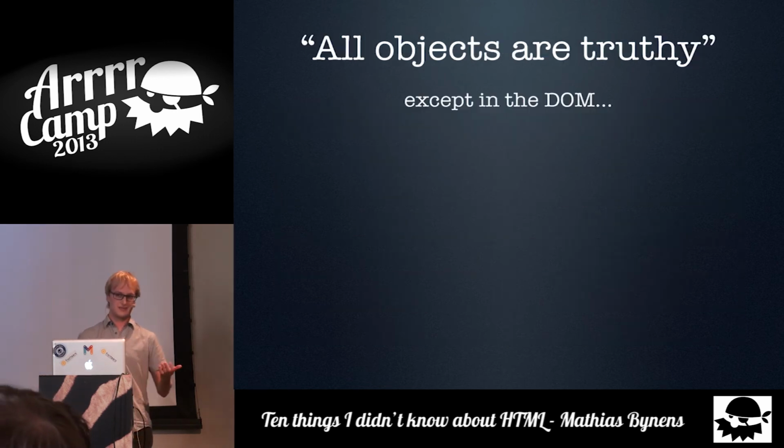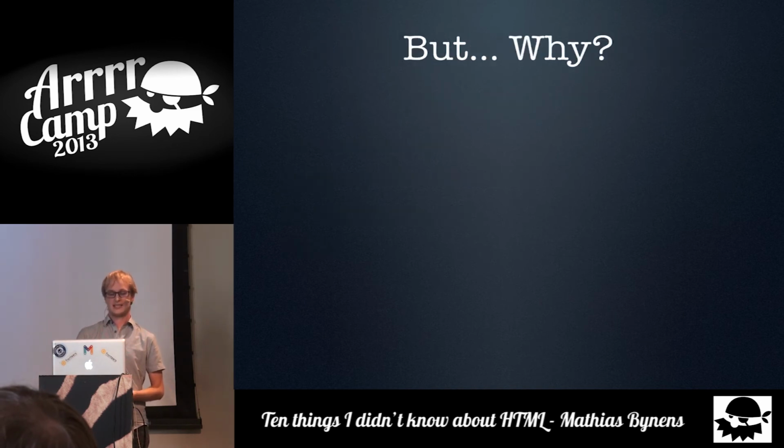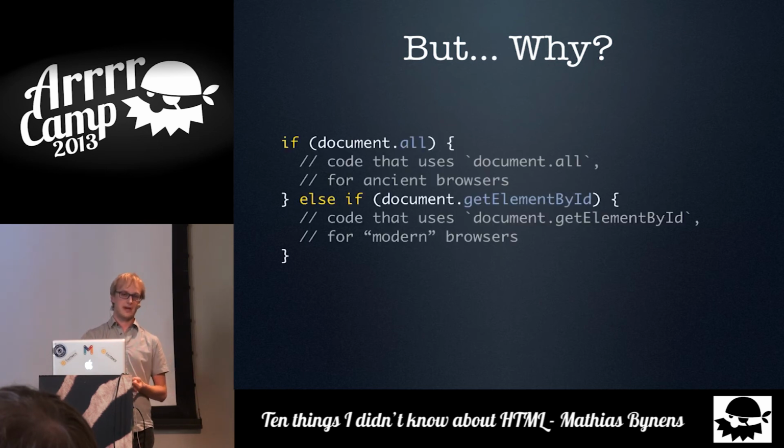Now, of course, as it goes with the web, there is one exception to this rule, and it's in the DOM in this case. Does anyone know what I'm talking about here? It's actually document.all. This is an HTML collection that contains a list of all the HTML elements on the page. But if you check it out, it's actually falsy instead of truthy, even though it's an object. So why has this been done? Well, it's actually a willful violation of the spec for backwards compatibility reasons.